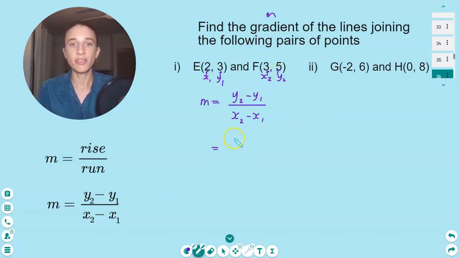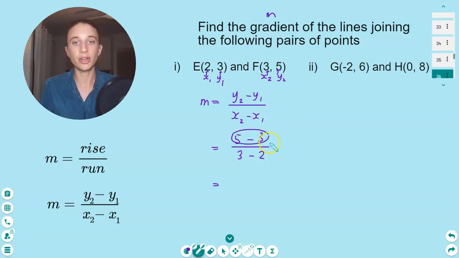y2 is 5. Take y1 is 3. Divide. x2 is 3. Take x1 is 2. Now, that looks crazy, but it's fine. You're going to simplify this. We've got a fraction here, and we're going to simplify on the numerator first, then on the denominator, and then as a fraction. That's how we look at it.